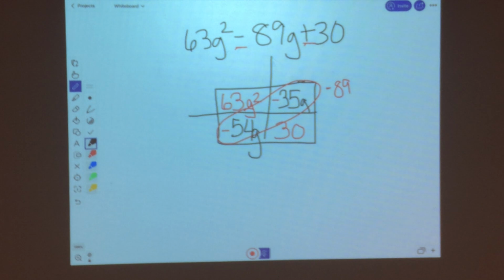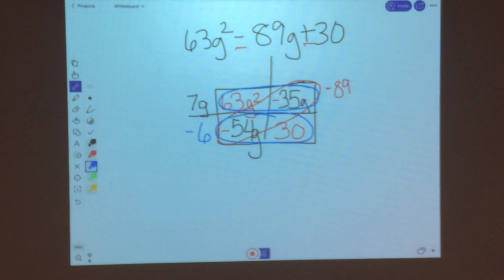Now when I look at these rows, I look this way. 63 and 35 we both just said were divisible by 7. Factor out the g from each. We look at the bottom row. If I look at that one, these are both divisible by 6. We're going to factor out that negative 6. Like I said, they both have to be negative.